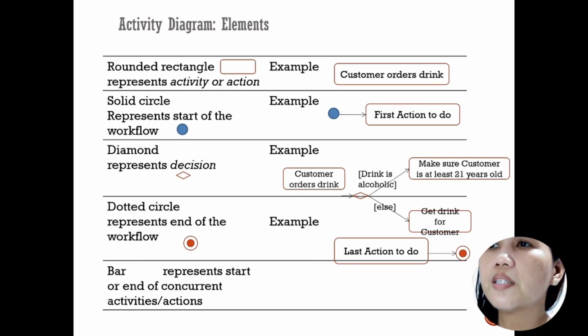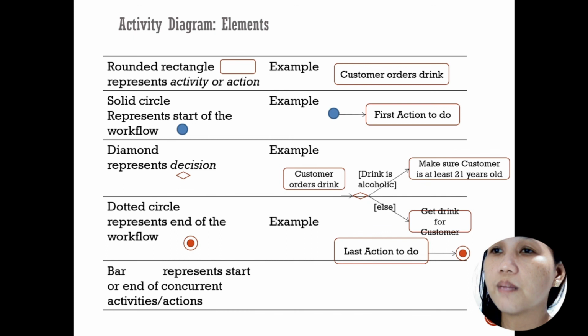In an activity diagram, we have different elements that we can use. We can use a round rectangle to represent an activity or action, for example, customer orders an order string. And then we have the solid circle, which is the first action to do.